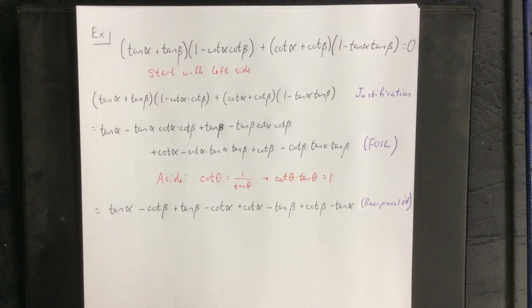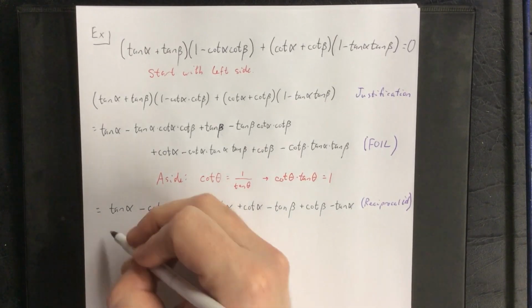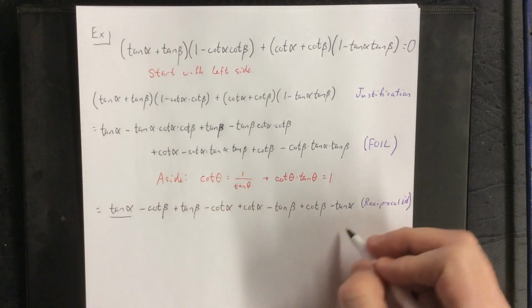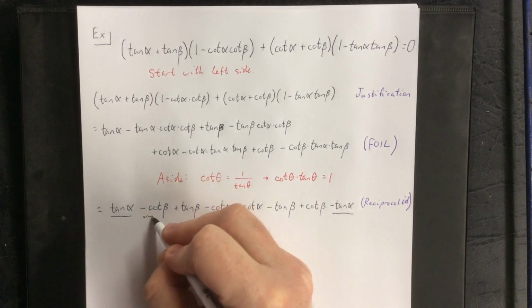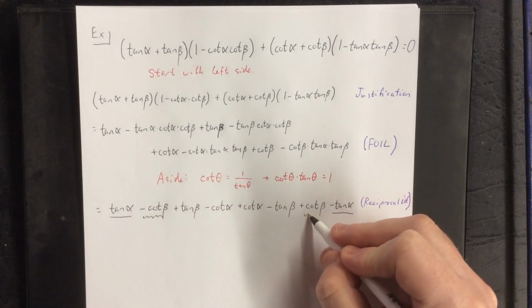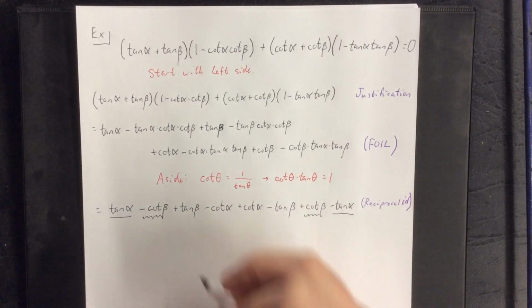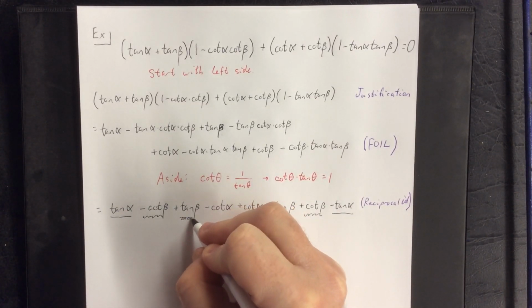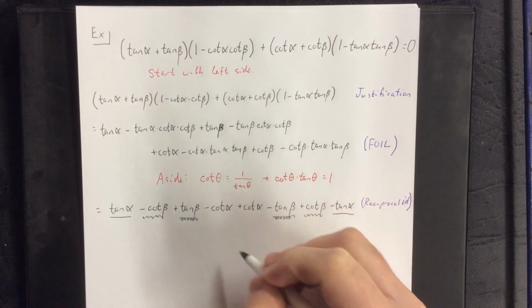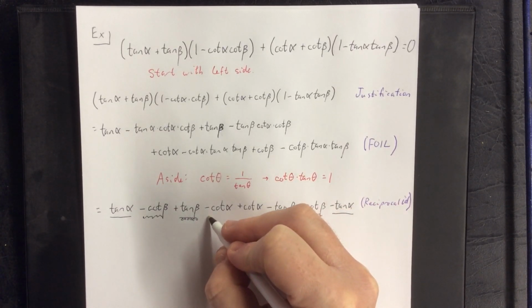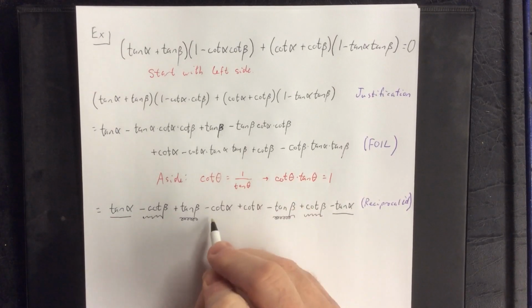Next thing to point out, we have a lot of tangents and cotangents and alphas and betas and whatnot, but I noticed that we have a tangent of alpha minus tangent of alpha. Those will cancel. We have a minus cotangent of beta plus cotangent of beta. Those will cancel. We have a plus tangent of beta. We have a minus tangent of beta. Those will cancel.